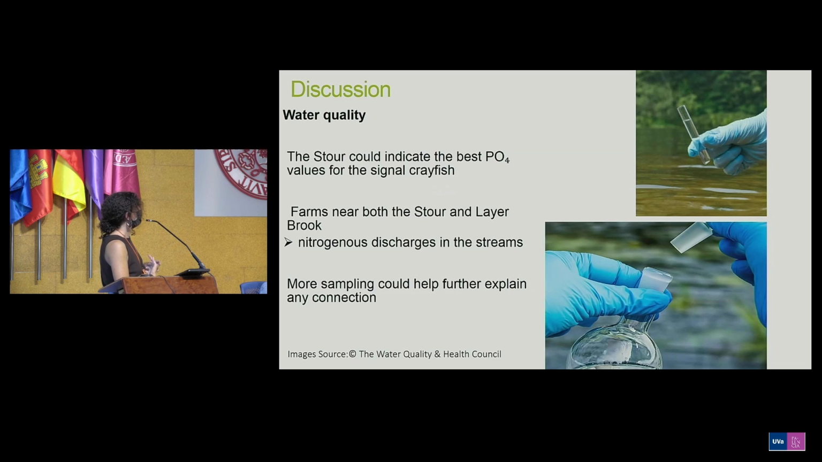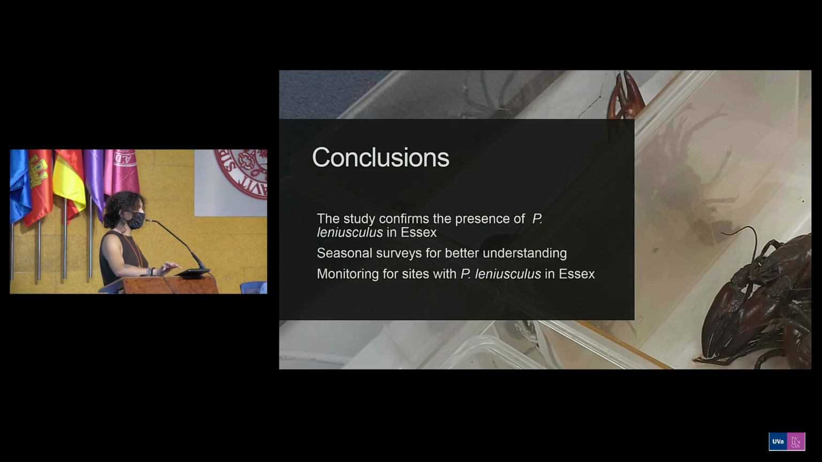It's also important to mention that next to the Stour and Layer Brook, there are farms which release nitrogenous discharges into the rivers, which negatively affect the species. They don't like high levels of nitrate. More sampling efforts, perhaps on a seasonal basis, could help to explain any connection, and especially the one that we found in the Stour. So, conclusions of this study.